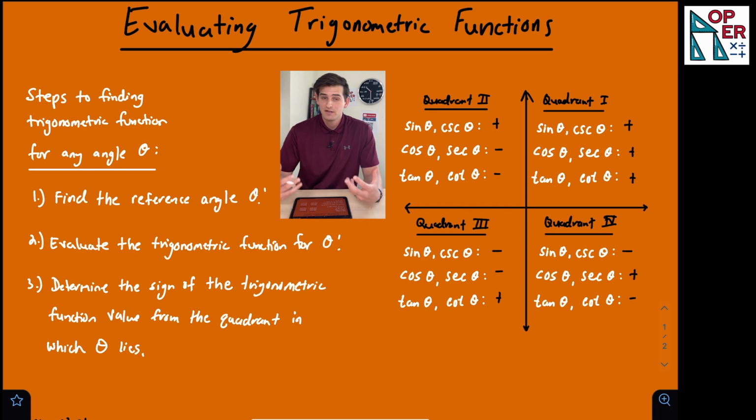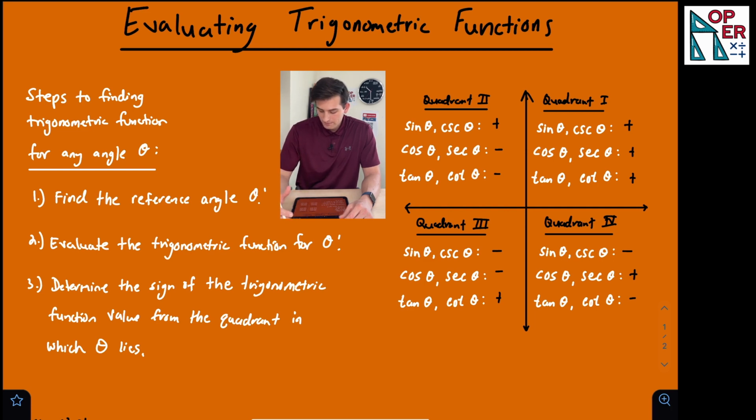So this might involve using a special 30-60-90 or 45-45-90 right triangle, or also relying on our knowledge of the unit circle. And then step number three is to determine the sign of the trig function value from the quadrant in which theta lies. So that's where we're going to use this table over here on the right.